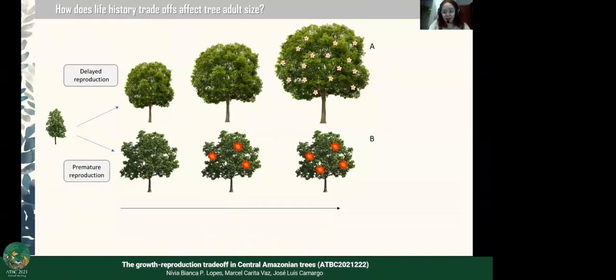The first species will have a low size at the onset of maturity, while the second, by investing its resources in growth first, will have a delay at the beginning of the reproductive maturity.